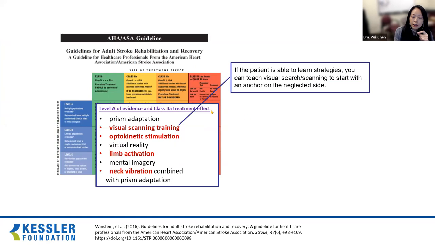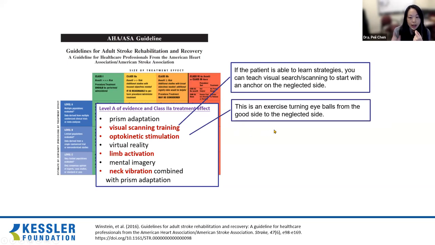So I'm going to quickly go through them and skip some of them. The reason is I'm going to talk about prism adaptation and visual scanning training. The premise, or the condition, to provide a patient visual scanning training is that the patient has to be able to learn strategies. You work with this person, you know whether this person has the ability to learn strategies or not. If you think this patient may have the ability to do so, you can teach them to do visual search and scanning, starting with an anchor on the neglected side. For example, you can put a bright red or yellow stripe at the left end of the table if the patient has left neglect, and ask the patient to find that anchor line first and scan back from the neglected side to the good side.